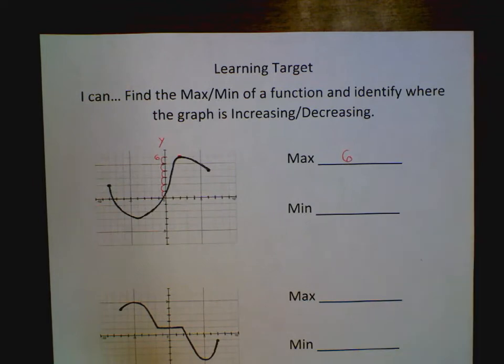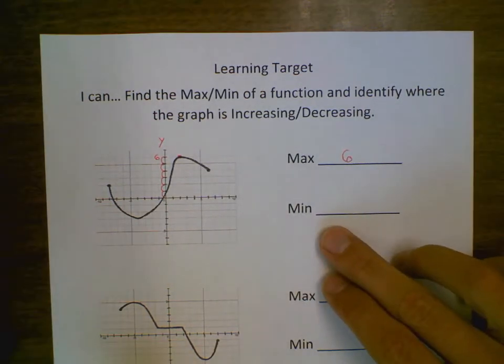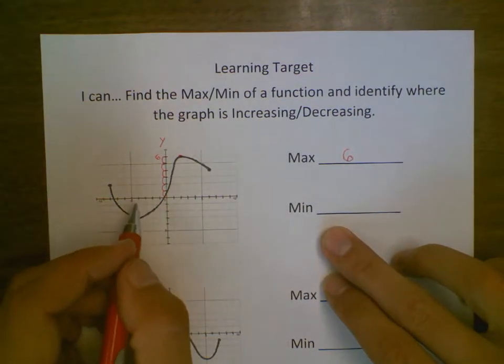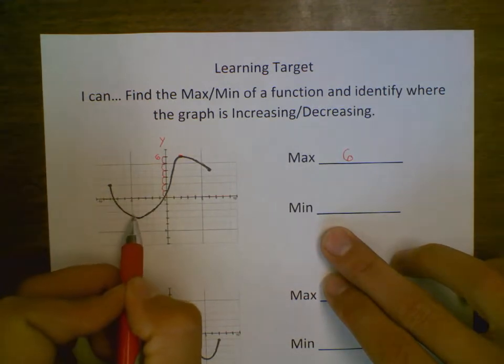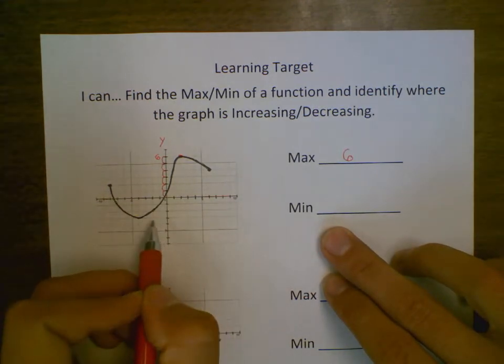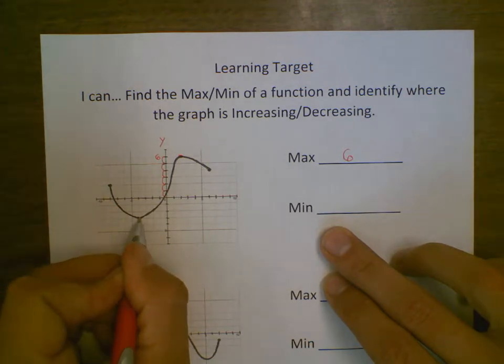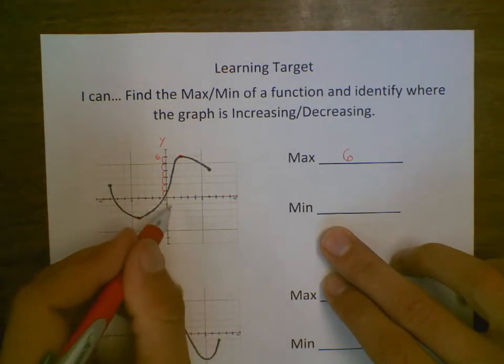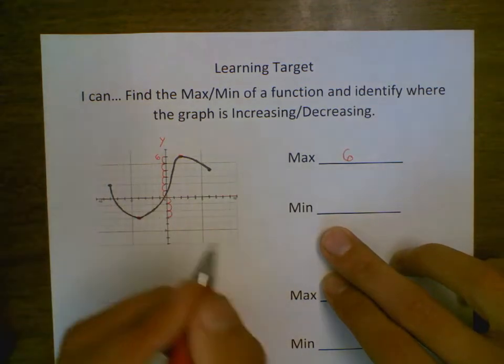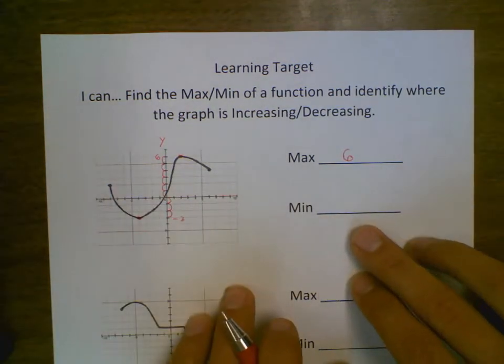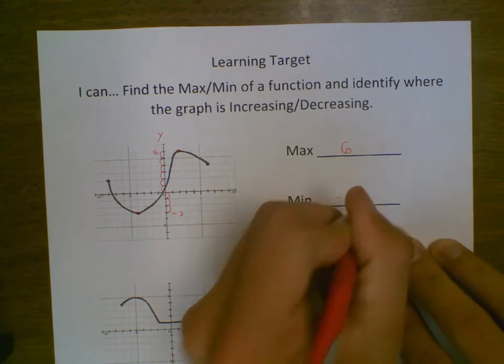Okay, then looking at the minimum, it's the same idea, but now I'm looking at the lowest point. So I look to see where's the lowest point and it doesn't go any lower. Well, that's going to be approximately right here. And then once again, I just count that out. So it's 1, 2, 3. So it's at -3. So my minimum then is -3.